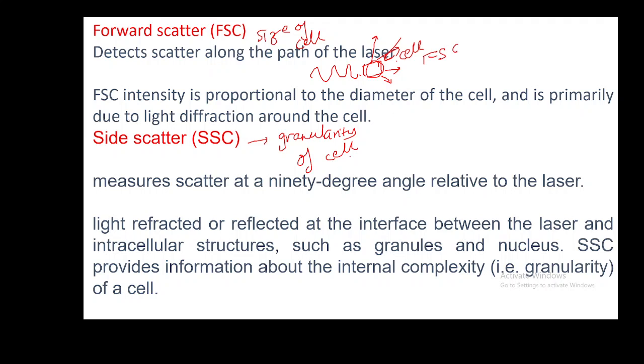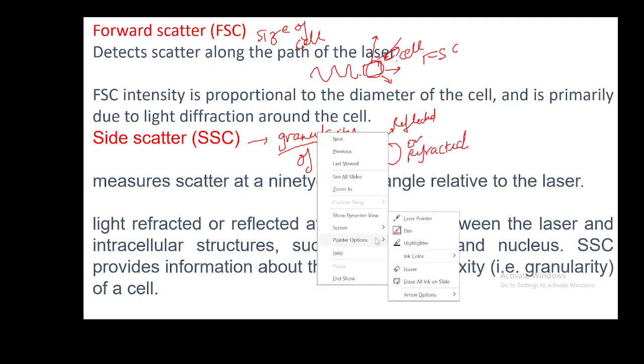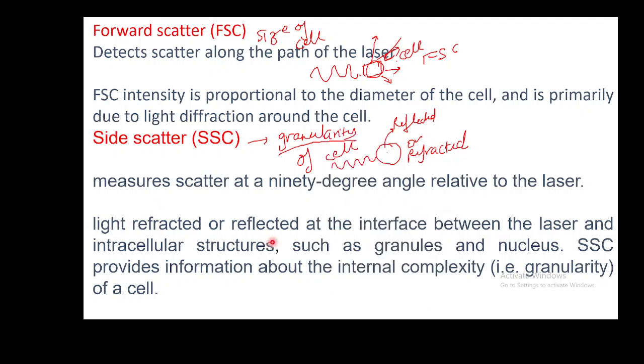Similarly here, when the light is hitting the cell, on the basis of its internal structure, it is going to be reflected or refracted, and this will tell you about the granularity of the cell. So these are the two basic things. Now you have seen here the terms diffraction, reflection and refraction. Here you can also see light refracted or reflected at the interface between the laser and the intracellular structure. So this is your laser and this is your intracellular structure, and the light is going to be reflected or refracted. On the basis of that, the side scatter plot can be generated.